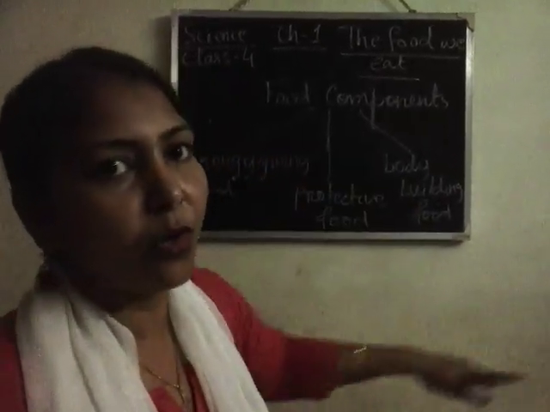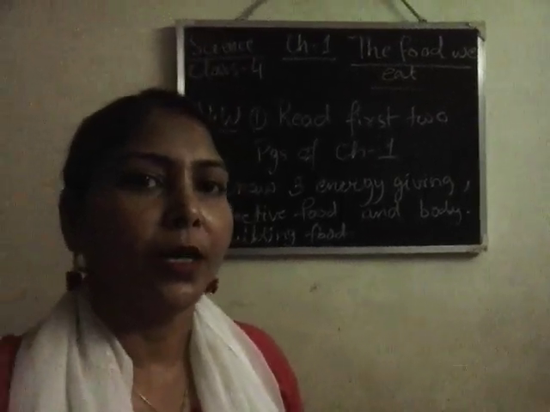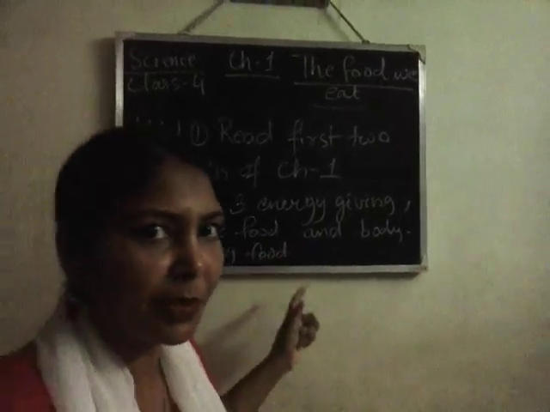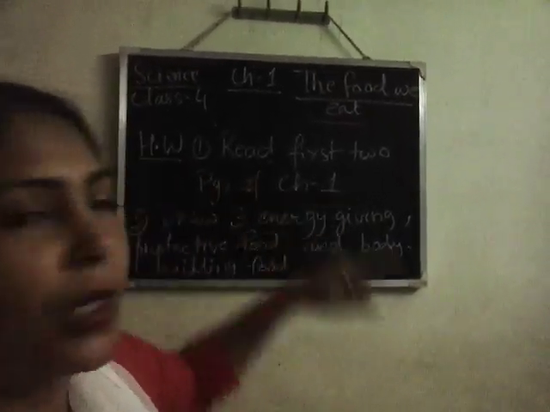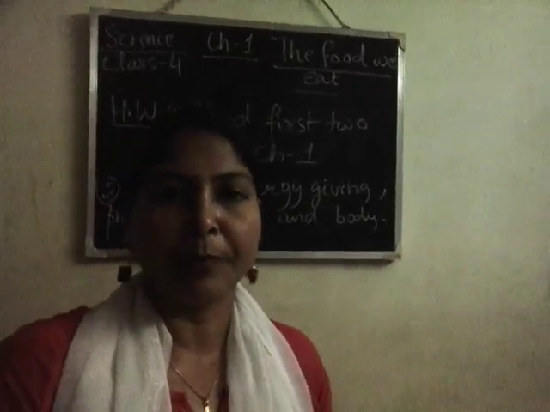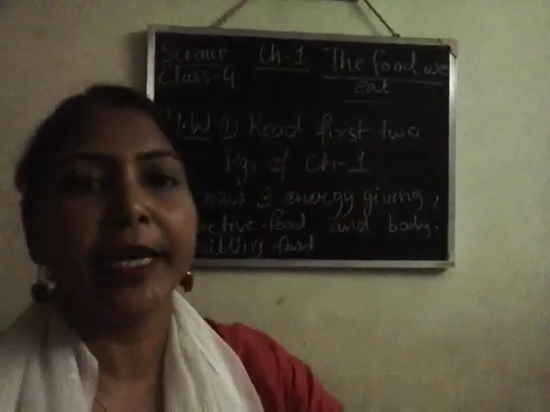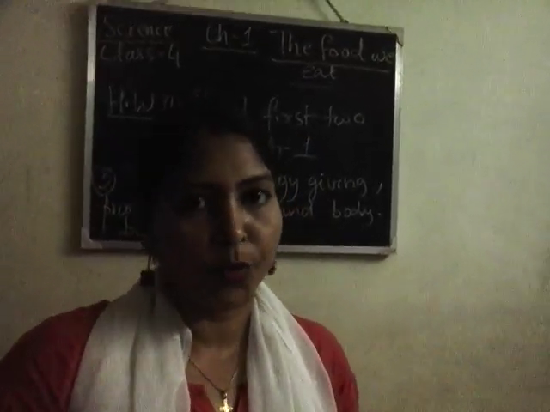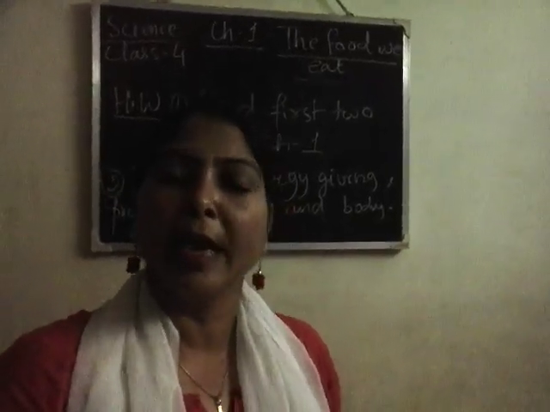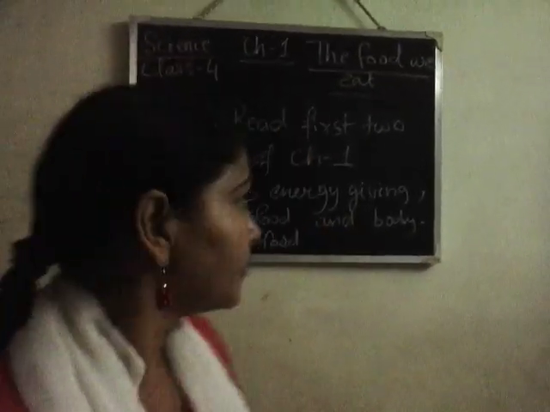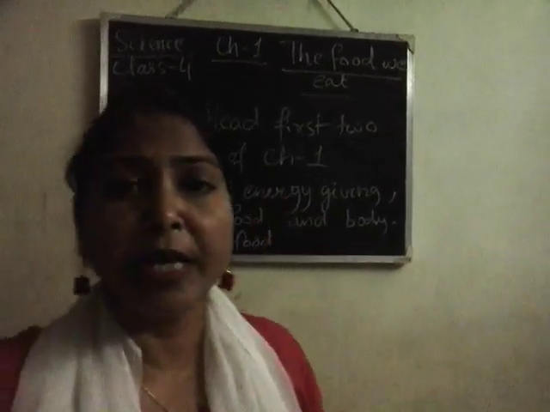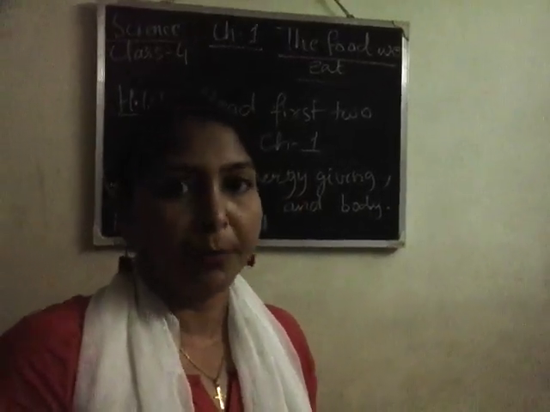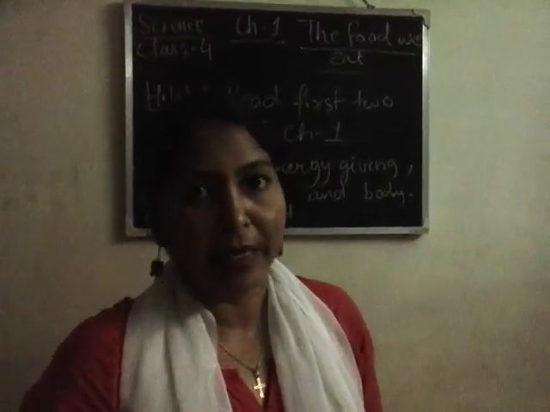So just note down the homework here. Okay, now as you can see, I have already mentioned the homework on the board. Let me explain what you have to do at home. You will read the first 2 pages of your chapter 1, that is the food we eat. And in your science copy, or if you don't have your science copy, you can do this work in any copy which is available at home. You will draw 3 energy giving food, 3 protective foods, and 3 bodybuilding food. Okay, and you can color it also.